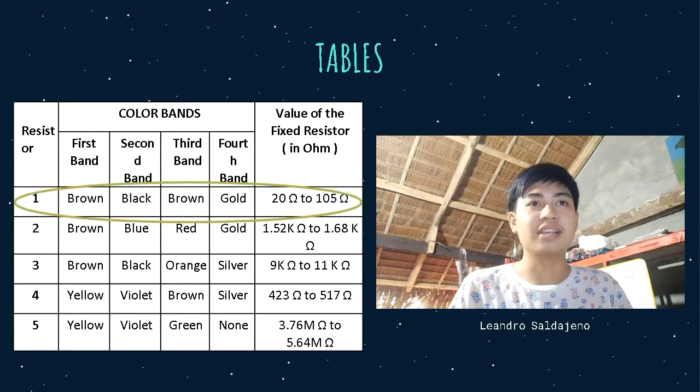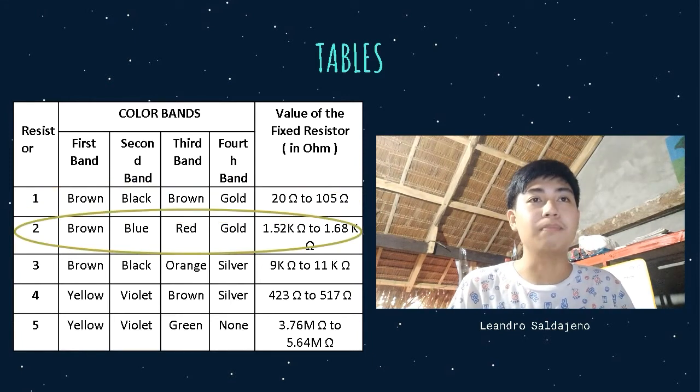Resistor 1, first band brown, second band black, third band brown, fourth band gold, with the value of the fixed resistor within 20 ohms to 105 ohms. Resistor 2, first band brown, second band blue, third band red, fourth band gold, with the value of the fixed resistor within 1.52 kilo ohms to 1.68 kilo ohms.